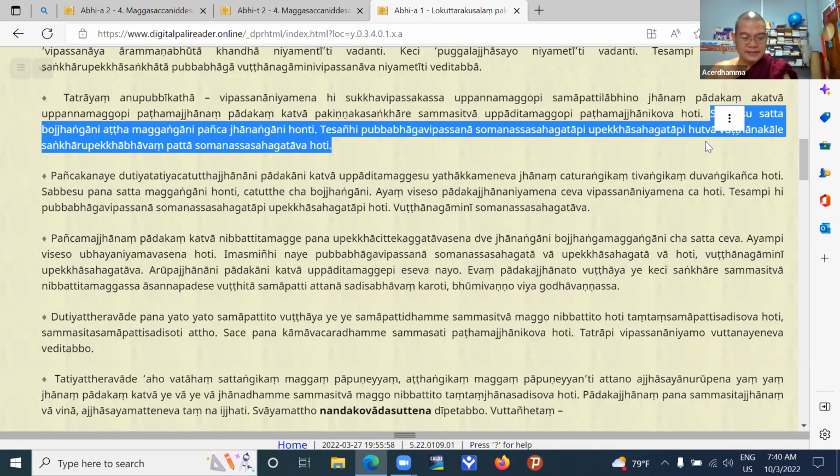Sabbesu satta bhojagani athamagagani paja janagani hondi. So if it is the first jhanika magga, there are 7 bojjhanga, 8 maganga, 5 jhananga. So complete. The magangas are complete, the bojjhangas are complete, because that is the first jhanika magga. If it is the second jhanika magga, the number of factors will be changed. If the fourth jhanika magga, the number of factors also will be changed. But here, as it is the first jhanika magga, the factors are complete here.